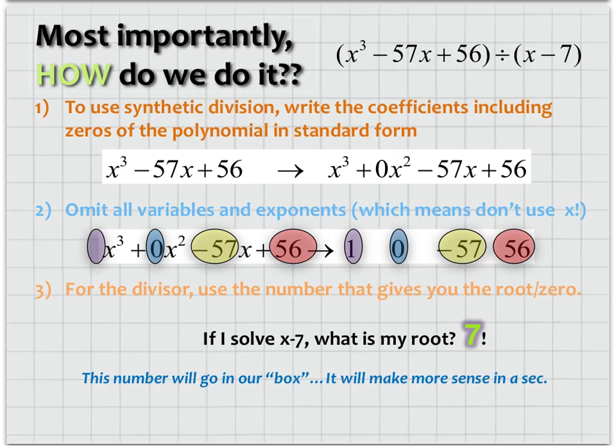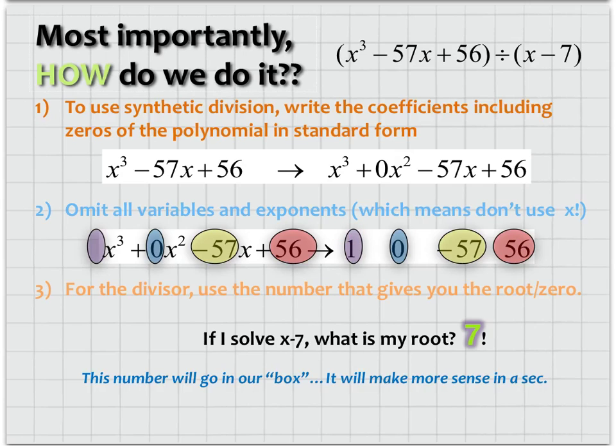Now the next step is we're going to omit the variables and exponents. So this is what makes synthetic a little bit different. We're only going to be using the coefficients. So looking here, the coefficient of the cubic term is 1. The coefficient of the quadratic term is 0 because we didn't have one. The coefficient of the linear term is negative 57. Notice how you bring the sign. You must carry the sign with it. And then the constant term is 56. So it always needs to be standard form, highest degree to smallest degree.